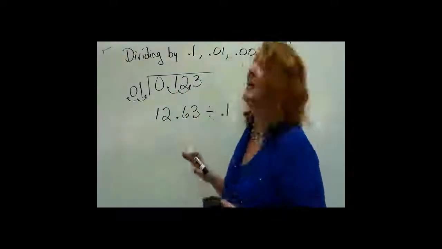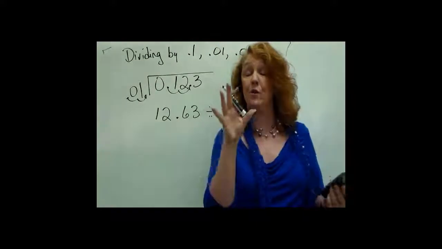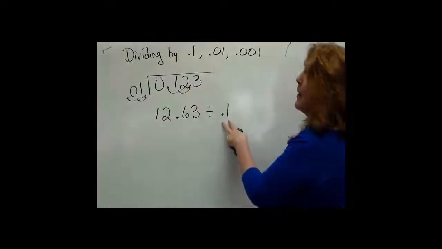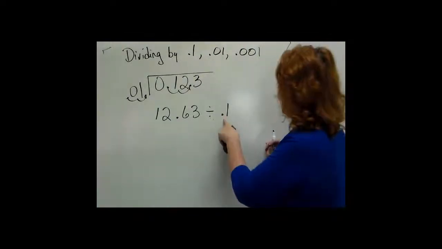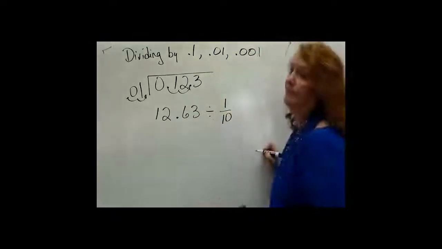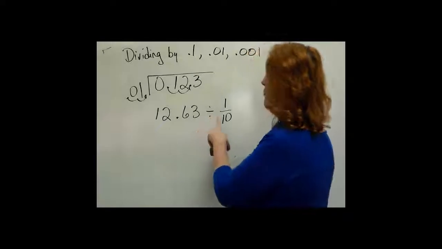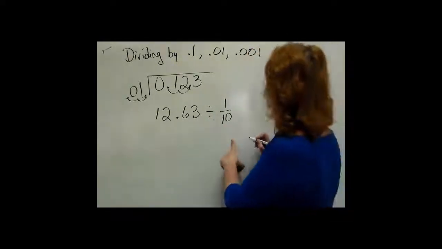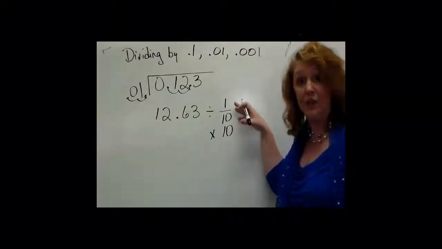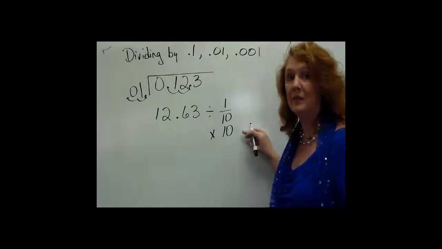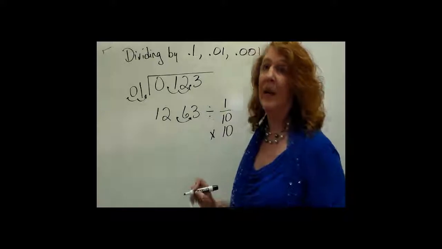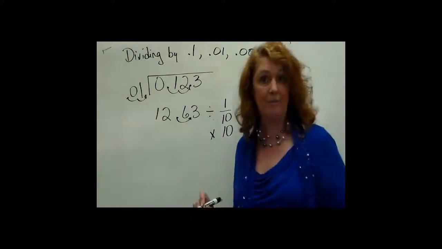It's 12.3. If this doesn't work for you and you're a fraction person, try this. I'm going to divide 12.63 by 0.1. This is the same as 1/10. And if I divide by 1/10, I actually am going to multiply by 10, because when I divide by a fraction, I'm going to flip and multiply. So I'm going to make this bigger by 10. And now I have 126.3.